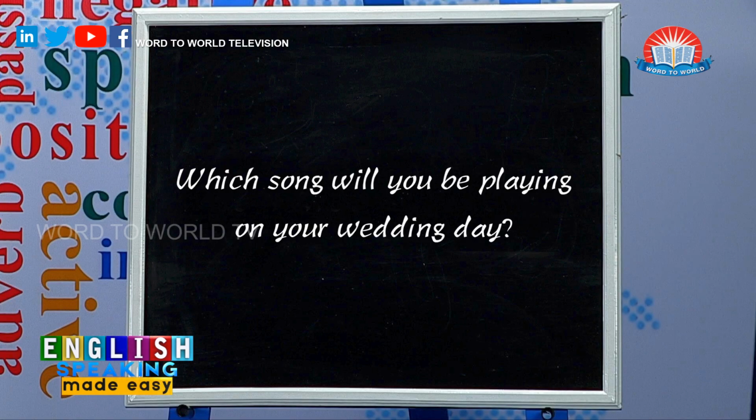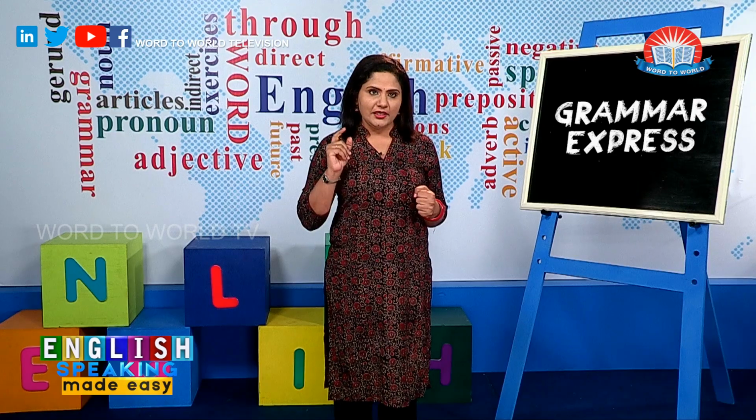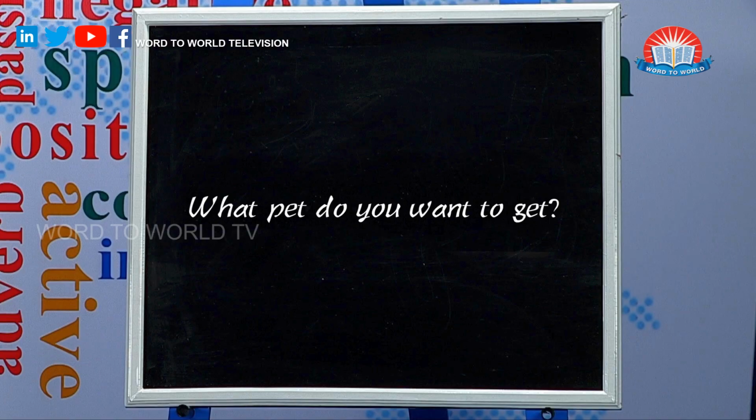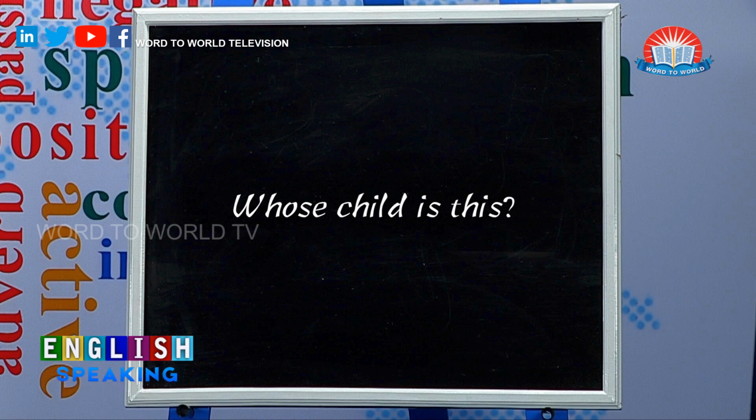In these sentences, these are all uses of which as an interrogative adjective. Okay. Which song will you be playing on your wedding day? Now, have a look at that word. Is that an interrogative adjective or not in that particular sentence? Yes, it is, because it is immediately followed by a noun, which is song. What pet do you want to get? Look at that. What is immediately followed by a noun, which is pet. So, that's easy for you. Whose child is this? In all these sentences, these words are immediately followed by a noun. So, it's easy for us to understand that they are interrogative adjectives.